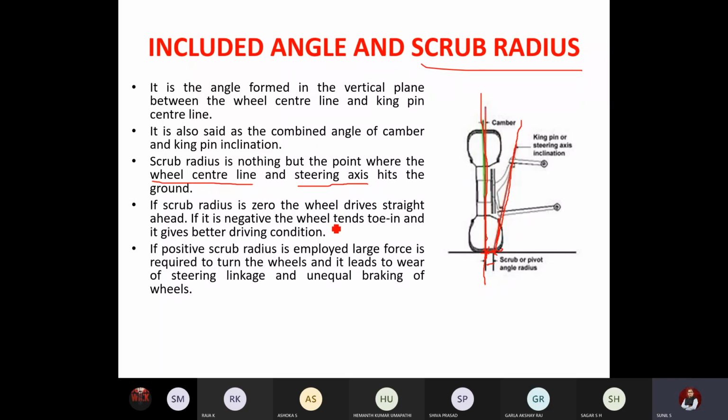If scrub radius is 0, the wheel always drives straight. That is, if this kingpin axis coincides exactly with the center axis, we call it a scrub radius of 0. There will be no distance between these two. If scrub radius is 0, the wheel drives straight ahead. If it is negative, the wheel will always toe in, for giving better driving conditions. What is toe in and what is toe out, we will study in the next slides. Always the scrub radius is maintained a little bit negative to ensure better driving conditions.